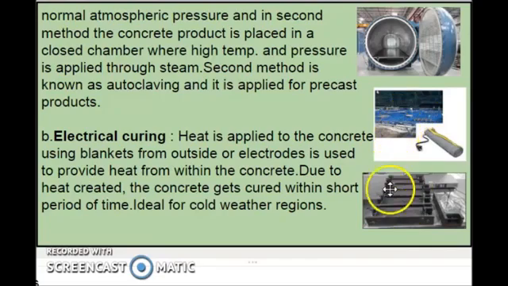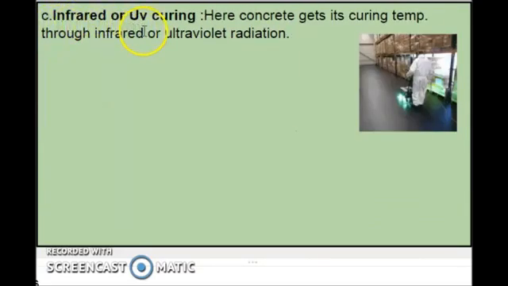These types of curing are used in cold weather regions where due to the cold climate the curing process takes a much longer time. Third one is infrared or ultraviolet curing. Here concrete gets its curing temperature through infrared or ultraviolet radiation. See, this is ultraviolet curing. Due to the heat generated, same like electric curing, the concrete gets cured.